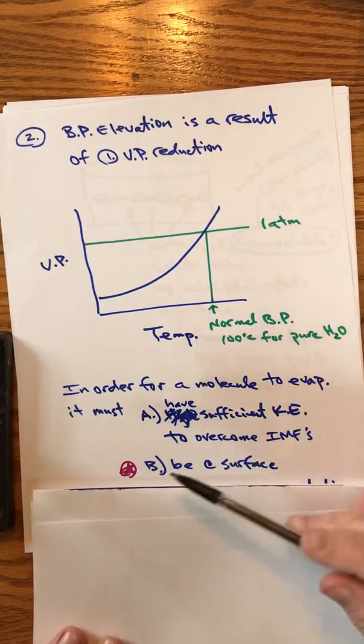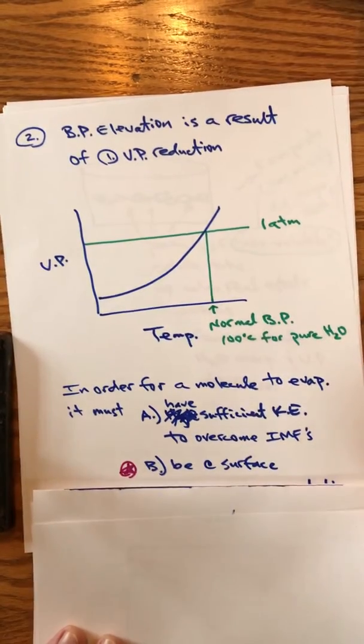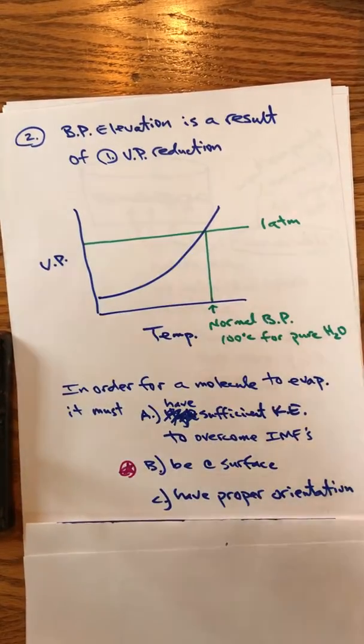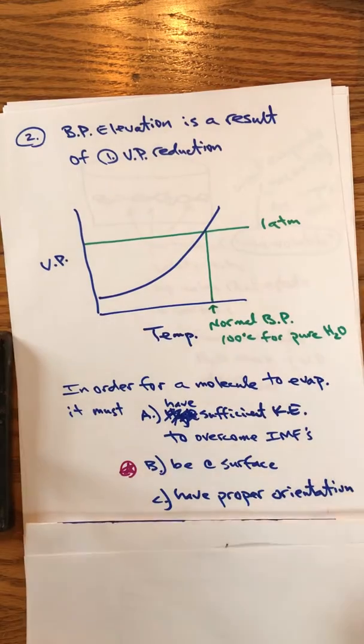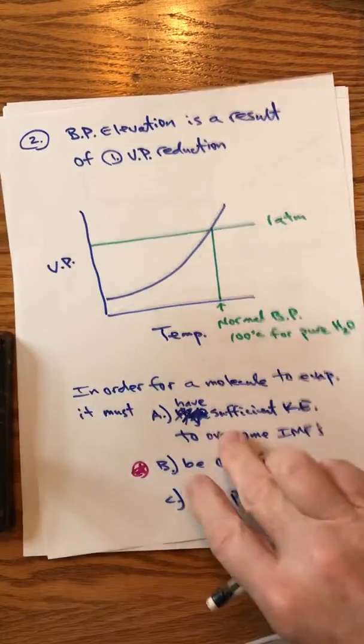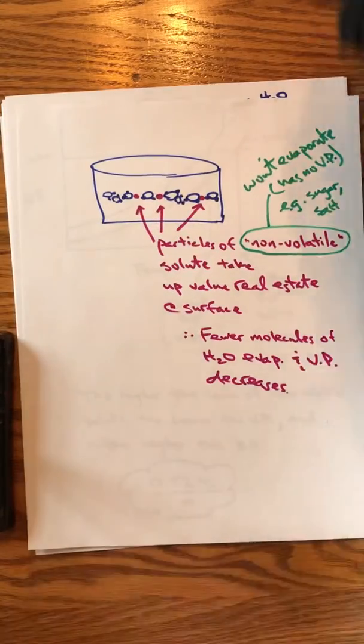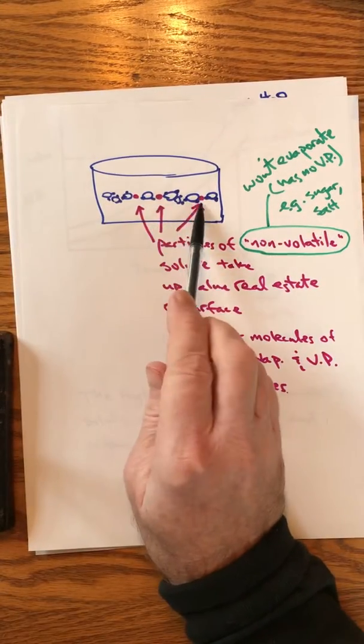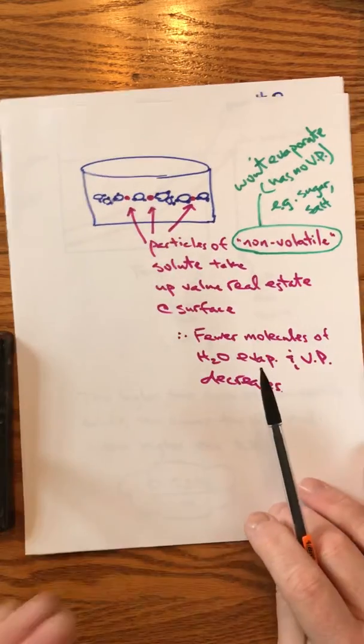It's got to be at the surface. That's a big deal. And of course, it's got to have proper orientation, be moving in a direction away from the other molecules. Well, when you have a solution going, you've got solute particles taking up some of the valuable surface area.